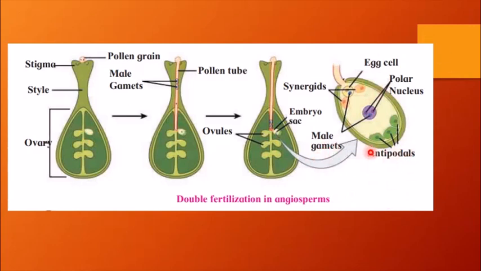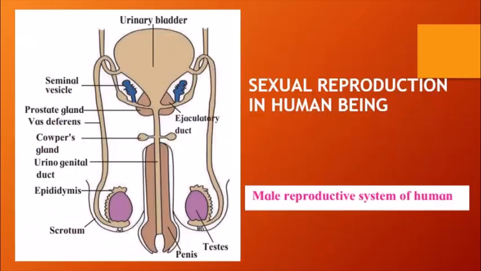In this type of reproduction, as there are two male gametes and fertilization is taking place, it is called double fertilization.